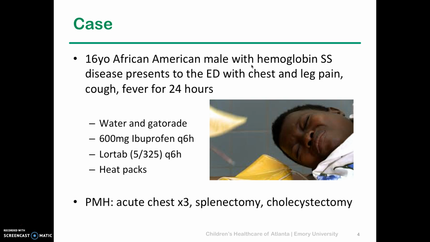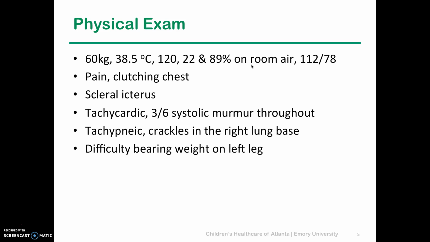He has a past medical history of acute chest syndrome 3 times requiring hospitalization, as well as elective splenectomy and cholecystectomy. On physical exam, the patient weighs 60 kilograms, is febrile, tachycardic, tachypneic, hypoxic, and normotensive. He's in obvious pain, clutching his chest and intermittently his leg. He has obvious scleral icterus. He's tachycardic and has a notable 3 out of 6 systolic murmur throughout his precordium. He's also tachypneic and has crackles noted in his right lung base. When the patient was asked to stand up and walk, he had difficulty bearing weight on his left leg.